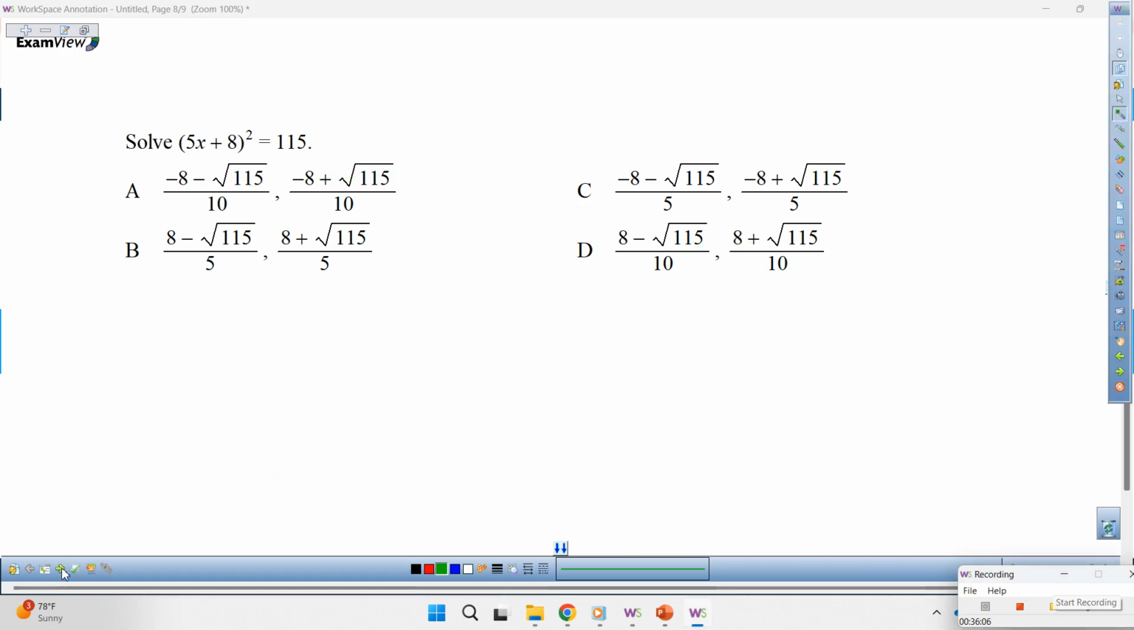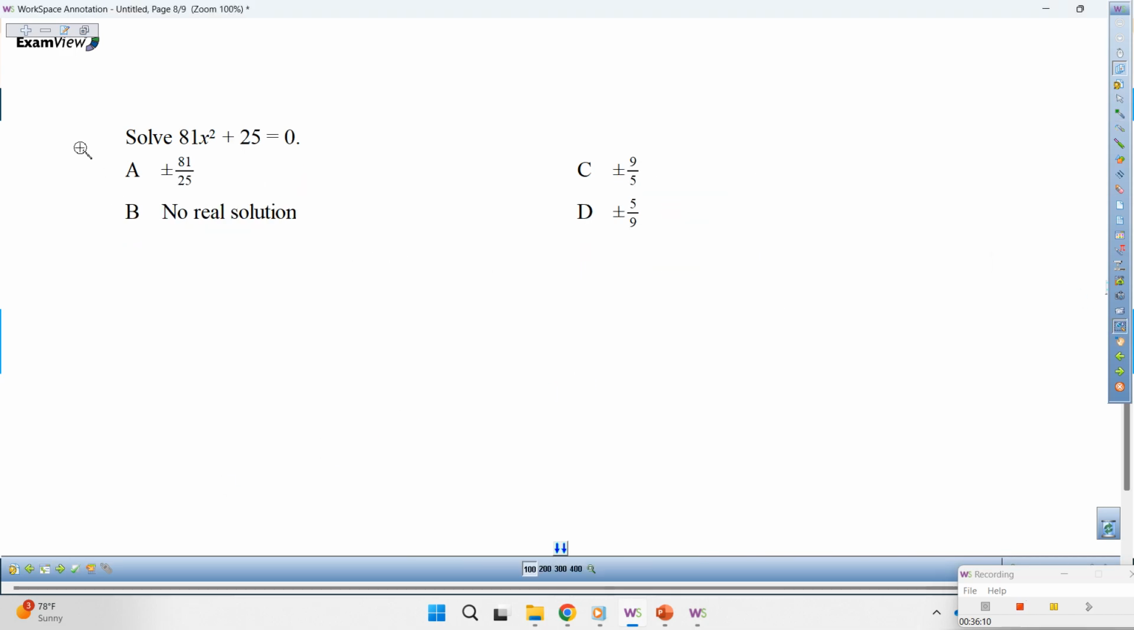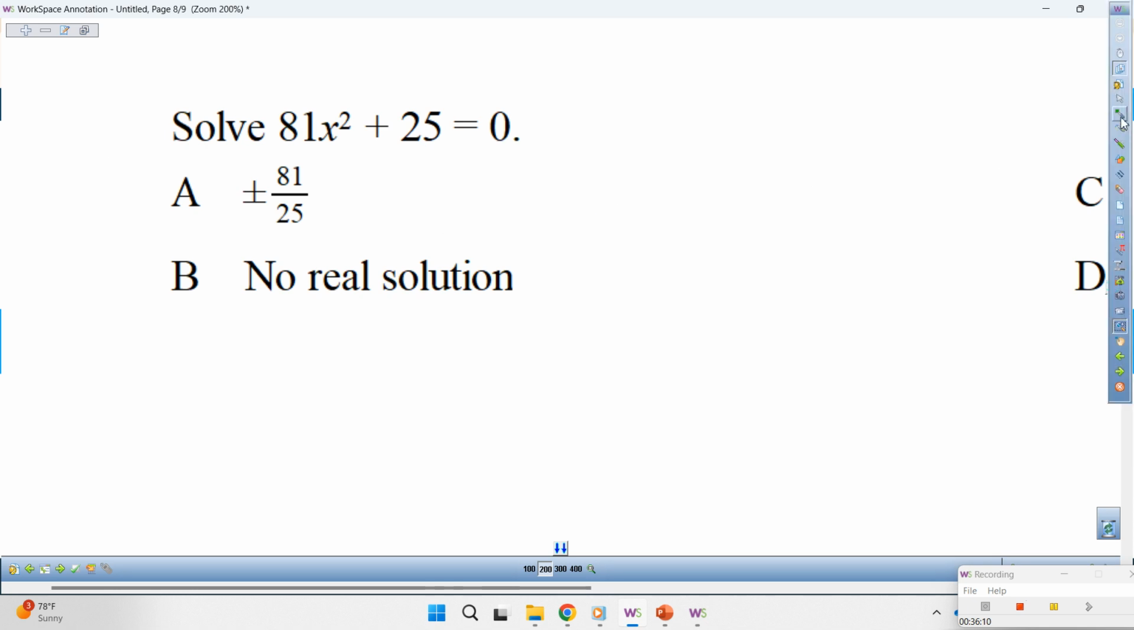All right, that was number 1. Go to number 2. Let me zoom in. This is number 2 of the multiple choice. Bless you. Copy the equation. Number 2. Solve 81x squared plus 25 equal to 0.